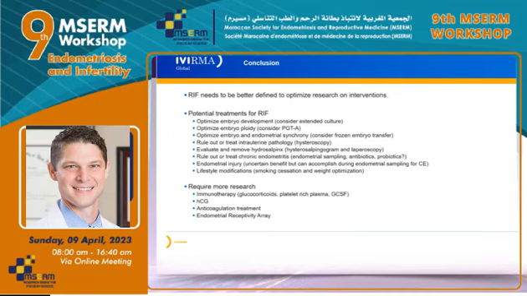Certainly more research is required when it comes to immunotherapy, so glucocorticoids, PRP, and GCSF, the instillation of HCG at the time of transfer or before transfer, anticoagulation treatment, and the endometrial receptivity array. I think all are things which are certainly areas of active research, but we need a little bit more before they can become a standard part of treatment for recurrent implantation failure.